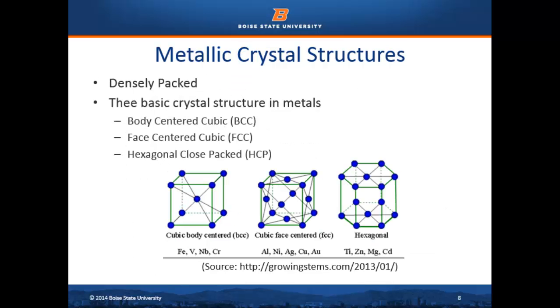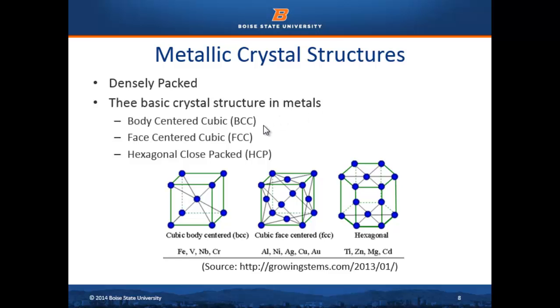Now, we know what the crystal structures is. Let's move on to metallic crystal structures. Metallic crystal structures are densely packed structures where atoms are closely packed with each other. There are three basic crystal structures in metals.